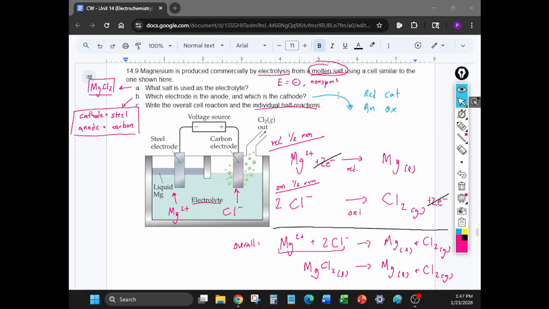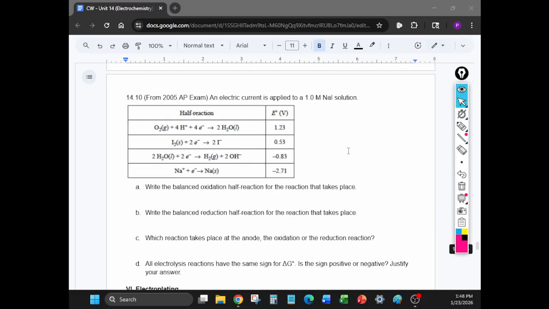All right, so we're going to try another electrolytic cell problem. This one is actually going to be from the 2005 AP exam, so it's a very long time ago. This is even before I took the AP test. And it tells you that an electric current is applied to a 1 molar NaI solution.